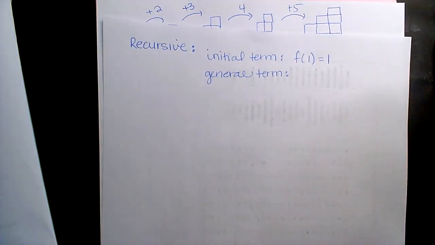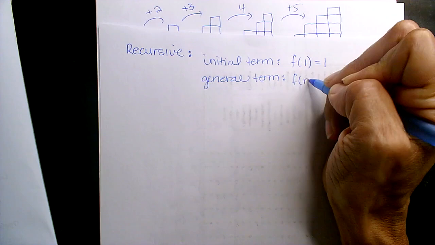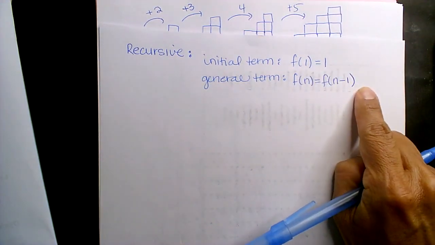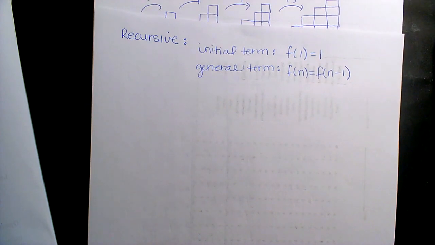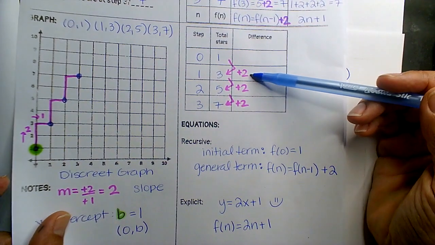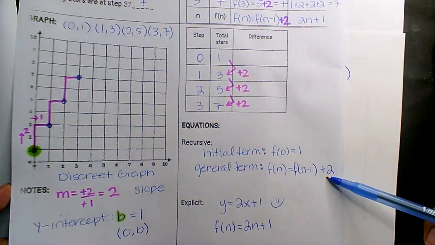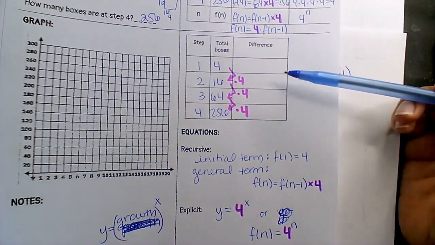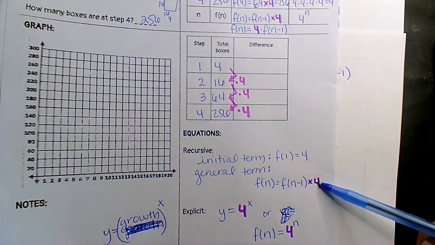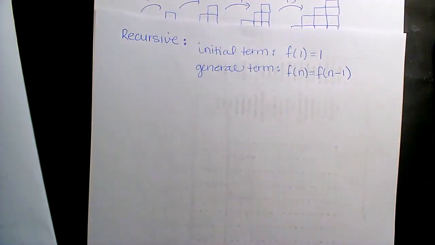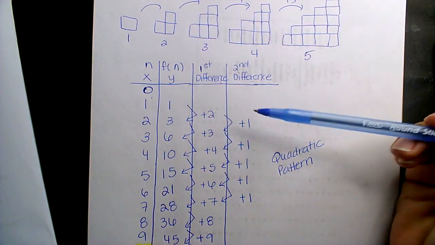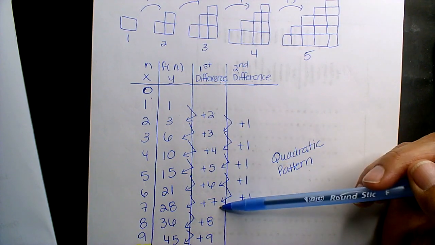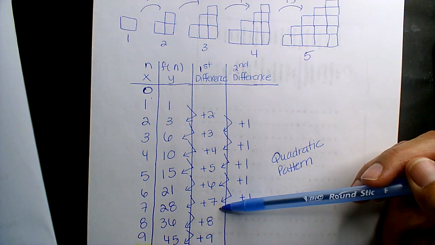Okay, general term then, you guys know you go f of n is equal to f of n minus 1, and then here's the deal. With linear, you were adding to, so you just added to here. For exponential, you were multiplying by 4, so you multiplied by 4 here. Problem is, you guys have a second difference. You don't have a first difference. Okay, so now what do?